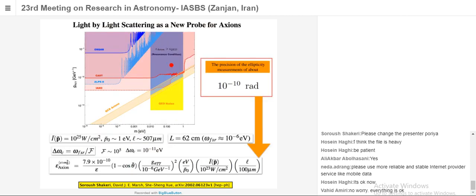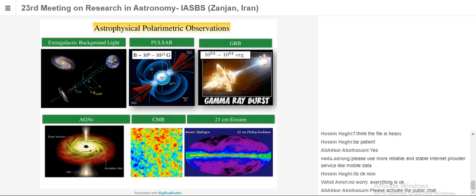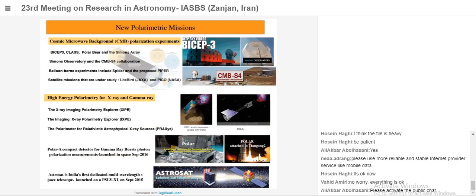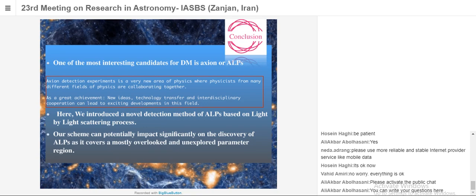And here you can see the summary of our result, which can scan this parameter space. As a conclusion, I want to draw your attention to use the astrophysical sources, for example, extragalactic light, the pulsars, which provide you very high magnetic field, the gamma ray burst, cosmic microwave background. All of the polarization measurements, with the new upcoming measurements, can help you to shed some light on the discovery of the axions. This was my slide and these are my remarks.